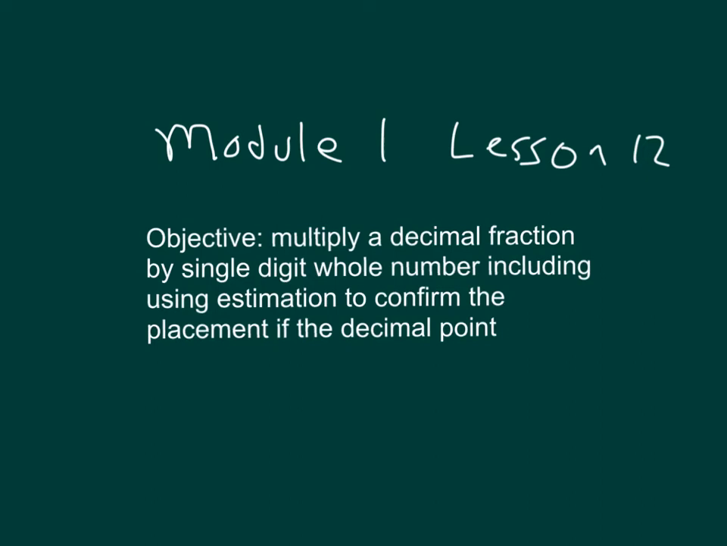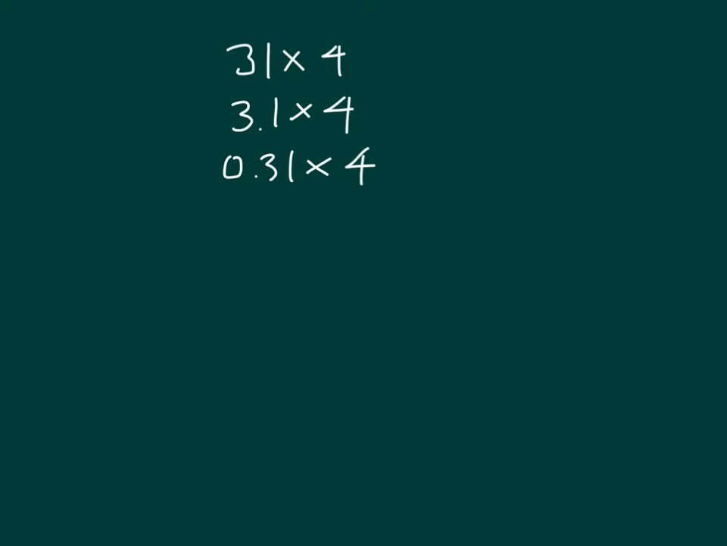Multiply a decimal fraction by a single-digit whole number, including using estimation to confirm the placement of the decimal point. Take a look at these three problems. How are these problems alike? Do you notice that they all have threes, ones, and fours as part of the problem? Let's use an area model to solve each problem.